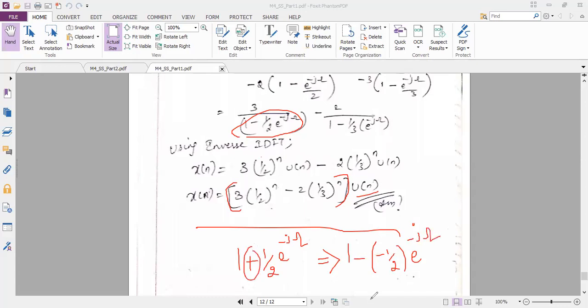But as per my formula, the 1 minus format should be there: a multiplied with e power minus j omega. So successfully I made this minus minus here, but in place of a, my number is now minus 1 by 2. So you would have written minus 1 by 2 power n, or minus 1 by 3 power n if it is plus sign here. Is it clear?